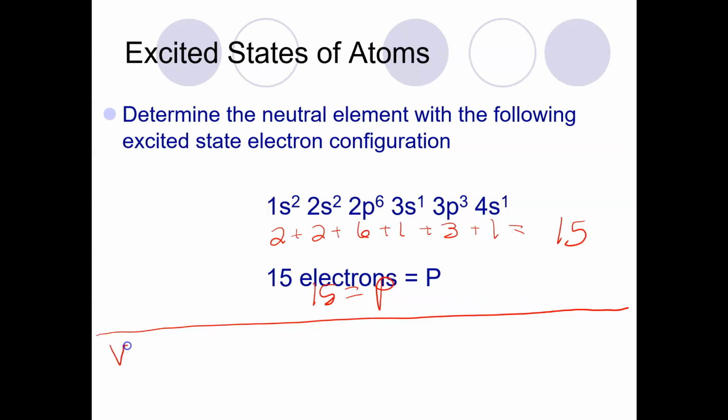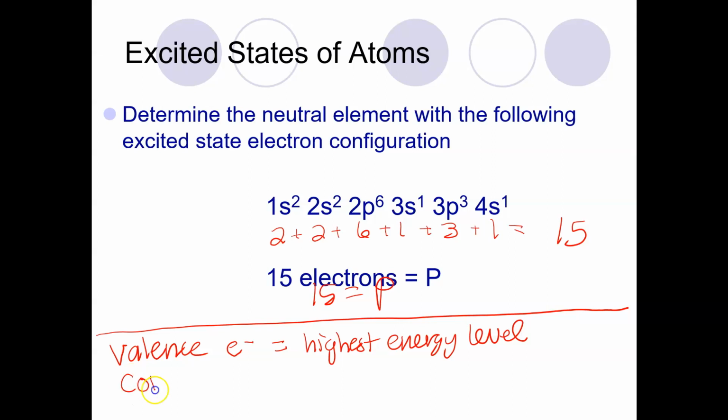So here's some vocab words. Valence electrons. Valence electrons are the electrons in the highest energy level, which I mentioned when we were doing the ions. So core electrons, they're electrons in everything other than the highest energy level, so I'm going to say the rest of electrons.